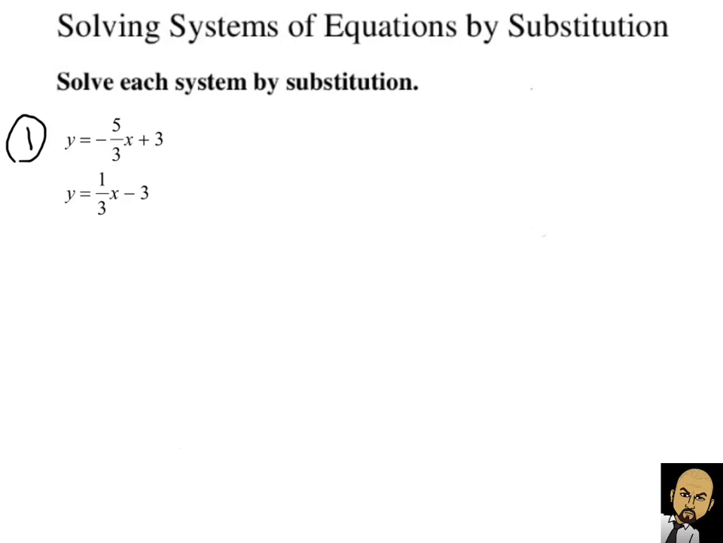Now, the first step is to solve for one of your variables, but you can see that it's already solved for the variable y in each equation. So what we're going to do is just substitute one of the equations into the other, and you end up with an equation in the form of negative 5/3 x plus 3 equals 1/3 x minus 3.